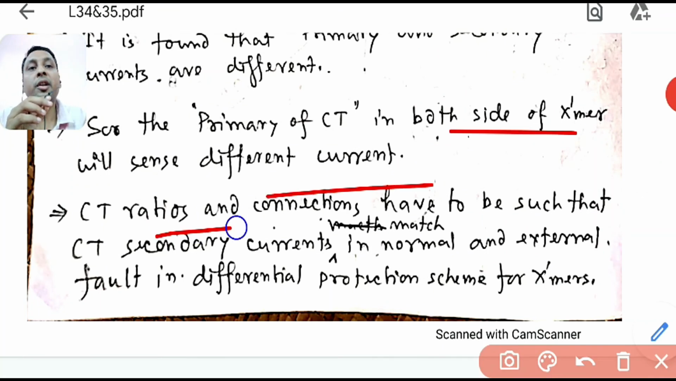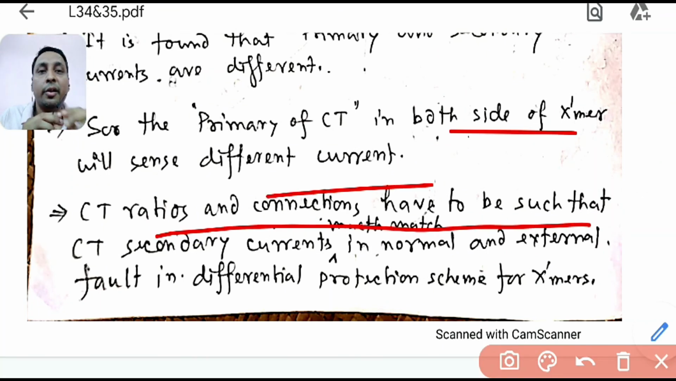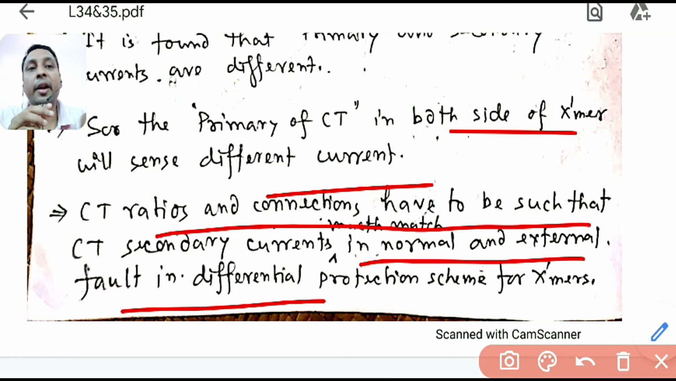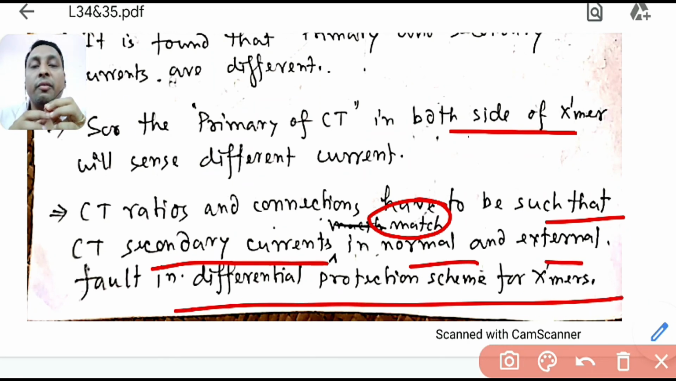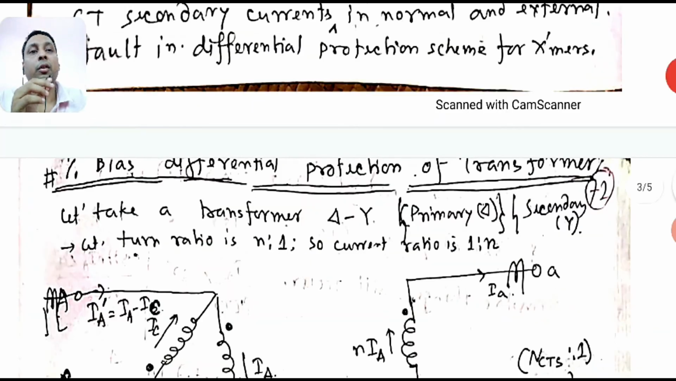Therefore my CT ratios and connections have to be such that under normal condition or external fault condition, they should match. The CT ratios and connections have to be such that the CT secondary currents should match for normal and external fault in the differential protection scheme, because the differential protection scheme should not trip for normal and external fault. In case of normal and external fault, the current coming from both sides through the secondary of the CT should be equal, and the connection will be such that there is no phase shift. Okay, I think that's all for today.